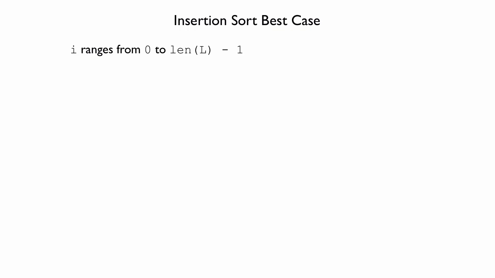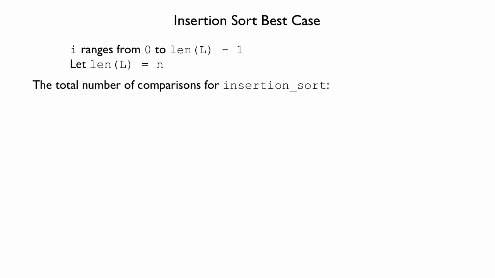So, I ranges from 0 to the length of the list minus 1. Let's see if we can derive a formula for the number of comparisons made by insertion sort in the best case. Now let's call the length of the list n. The total number of comparisons for insertion sort, therefore, will be 1 for the first run of insert and 2 for every other one, and all of this happens n times. There are a total of n terms in this sum.